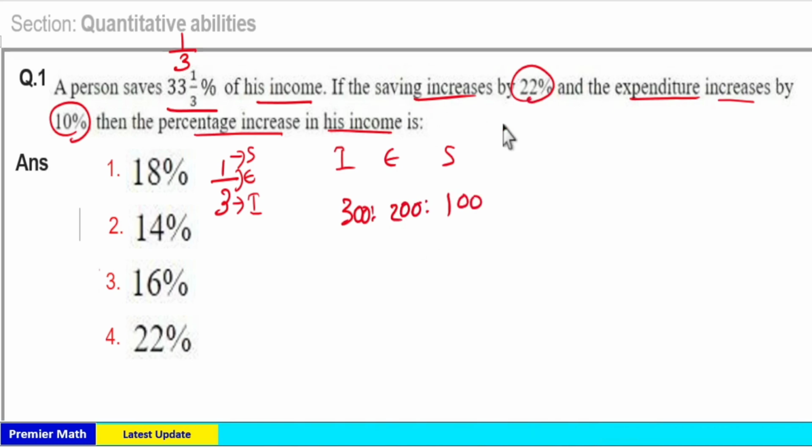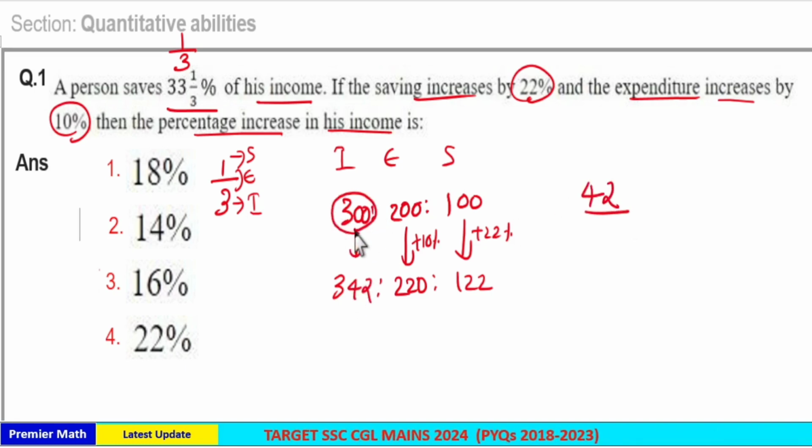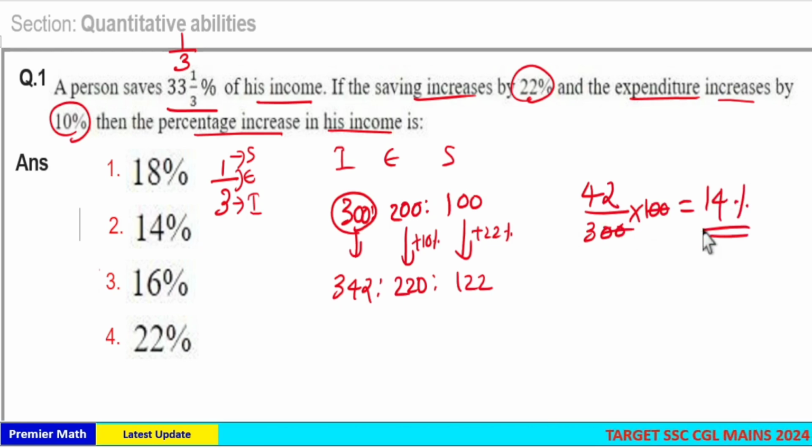Now savings increases by 22% means 22% increment on 100, so 100 plus 22, 122 is the new savings. And expenditure increases by 10% means 10% of 200 is 20. So 200 plus 20, 220 is the new expenditure, which means 220 plus 122, 342 is the new income. Here the increment is 42 out of the initial 300, into 100 is the percentage increment. 42 by 3 is equal to 14. So 14% is the increment in income. Option 2 is your answer.